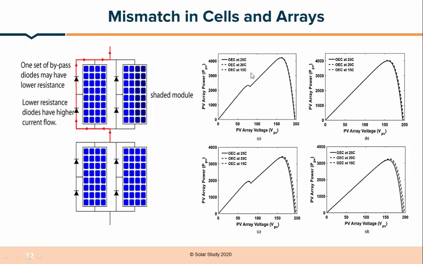You can clearly see the graph. When there is clear sun, this is the PV curve. When shading occurs, there is a mismatch. This gives slightly higher power and then it degrades. In this graph you can clearly see how mismatch in the cell occurs. Basically, a mismatch in the solar cell leads to a mismatch in the module.